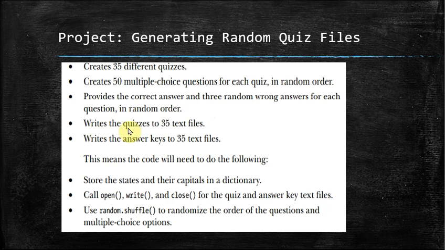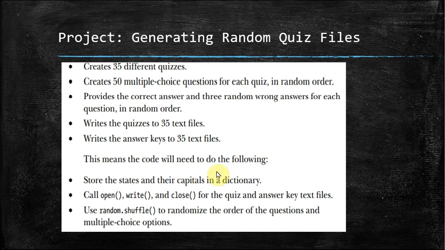After that, it writes the quiz to 35 text files. This quiz has to be sent to 35 different students, so 35 different text files. Along with that, it writes the answer key to 35 text files. So the quiz is 35 text files, and the answer key also should be there. For that, the next 35 text files.